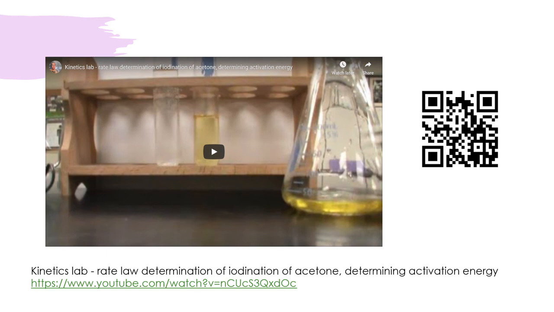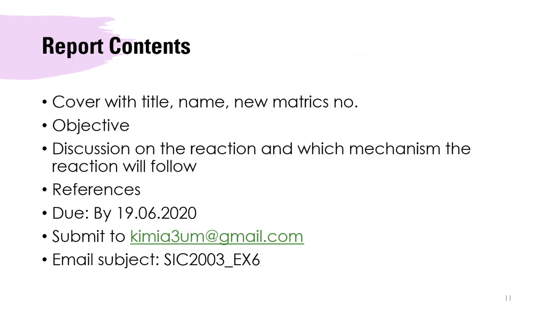What happens when you keep the other concentrations of the trial constant and you change one of them, and how does that change the rate? Alright, so this is the QR code for the YouTube video, because I give it to you in the PDF as well.